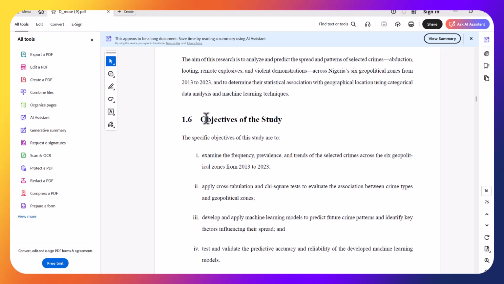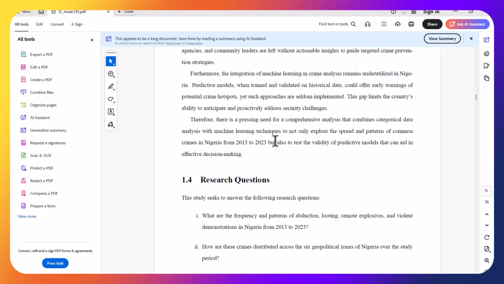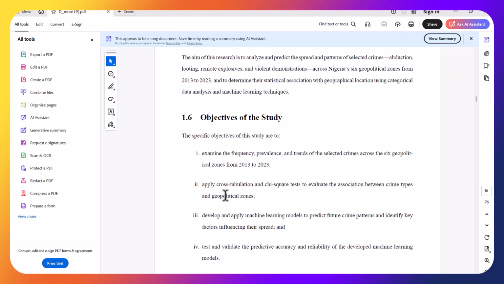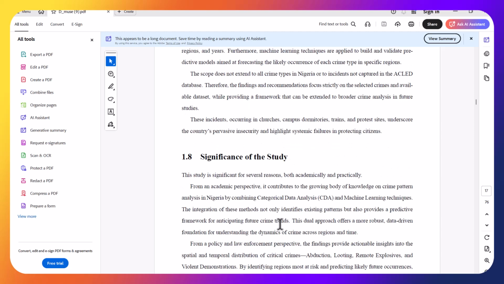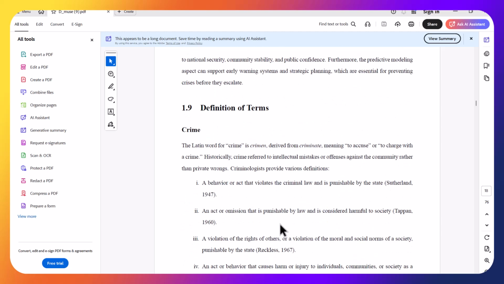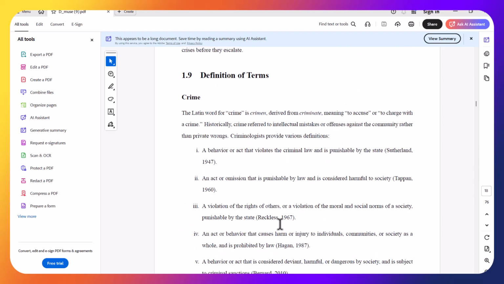Then moving on, develop a machine learning model to predict future crimes. It can be a regression model, a random forest, or a decision tree. Any machine learning model of your choice, it can be a supervised model or an unsupervised model actually. And it's basically built to answer this particular question, and so on and so forth. Then the significance of the study. These definitions are basically the key things highlighted in your chapter 1 so far.